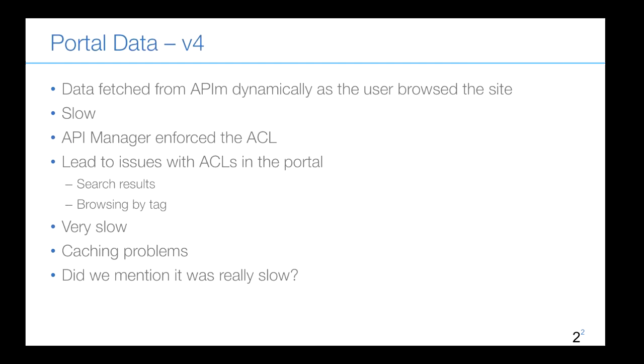So we've solved that problem by now getting all our data in the background. It's also fixed a whole lot of other problems that we had and couldn't solve before. We had a lot of problems with access control lists, where because API Manager was doing the enforcement, the portal never actually had an access control list it could enforce. It meant that we got very variable results with people being able to find things by search that they shouldn't have been able to, and very dodgy counts when you were browsing by tags through the tag hierarchy.